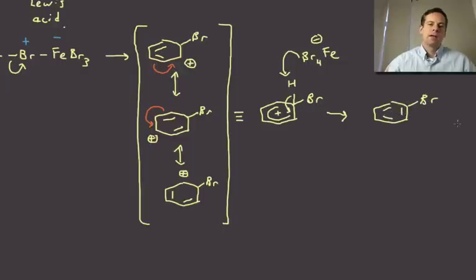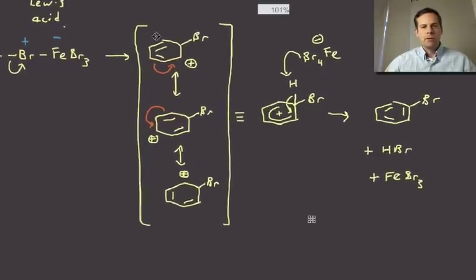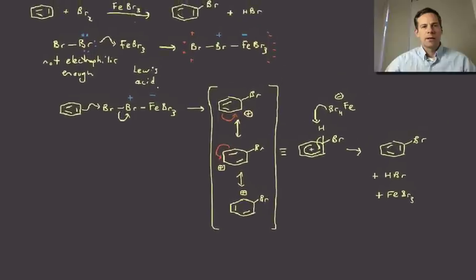There's our brominated benzene, and what's left over here are 2 things. So we're going to form an equivalent of HBr, okay, and we're going to regenerate our iron tribromide, which is what makes this a catalyst, because it can go off and activate another molecule of bromine, and we can keep going around the circle. Okay, so let me just zoom out slightly there so we can get the whole thing in our view.